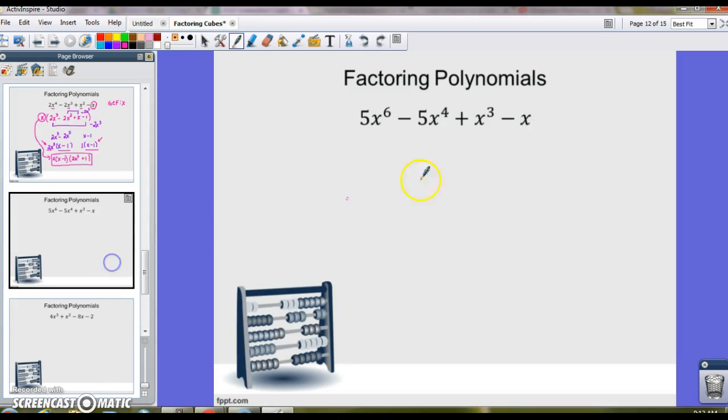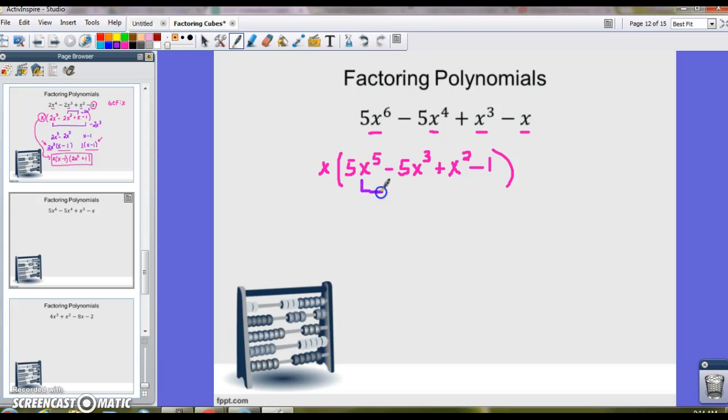Let's look at this next example. Again, I'm going to check for a GCF. If you look at all of these terms, you have a GCF, it's x. So if I take out an x, I'm left with 5x to the 5th minus 5x to the 3rd plus x squared minus 1. Okay? Now, we'll deal with that x later. We just have to make sure we include it in our final answer.